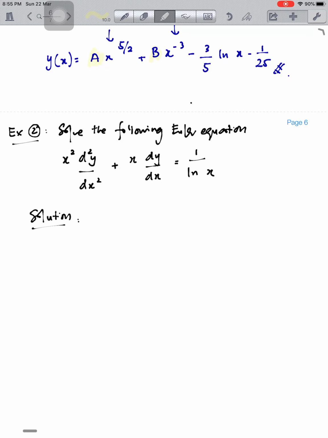All right, so now let's move on to the second example. As I mentioned just now, this is going to be slightly different. So here it says solve the following Euler equation.